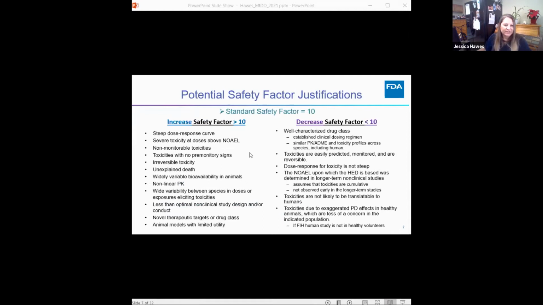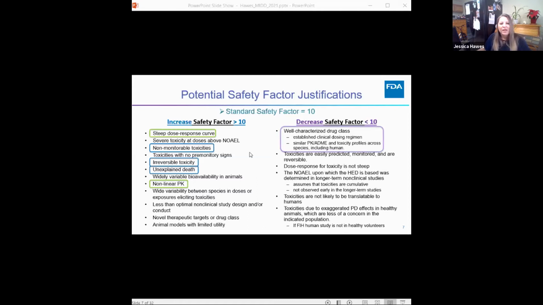Examples justifying an increase in the safety factor above 10 include non-monitorable toxicities, irreversible toxicity, and unexplained death observed in the non-clinical bioassays. Modeling and simulation evaluations related to the steepness of dose-response curves and nonlinear PK can play a role in determining if these justifications are applicable.